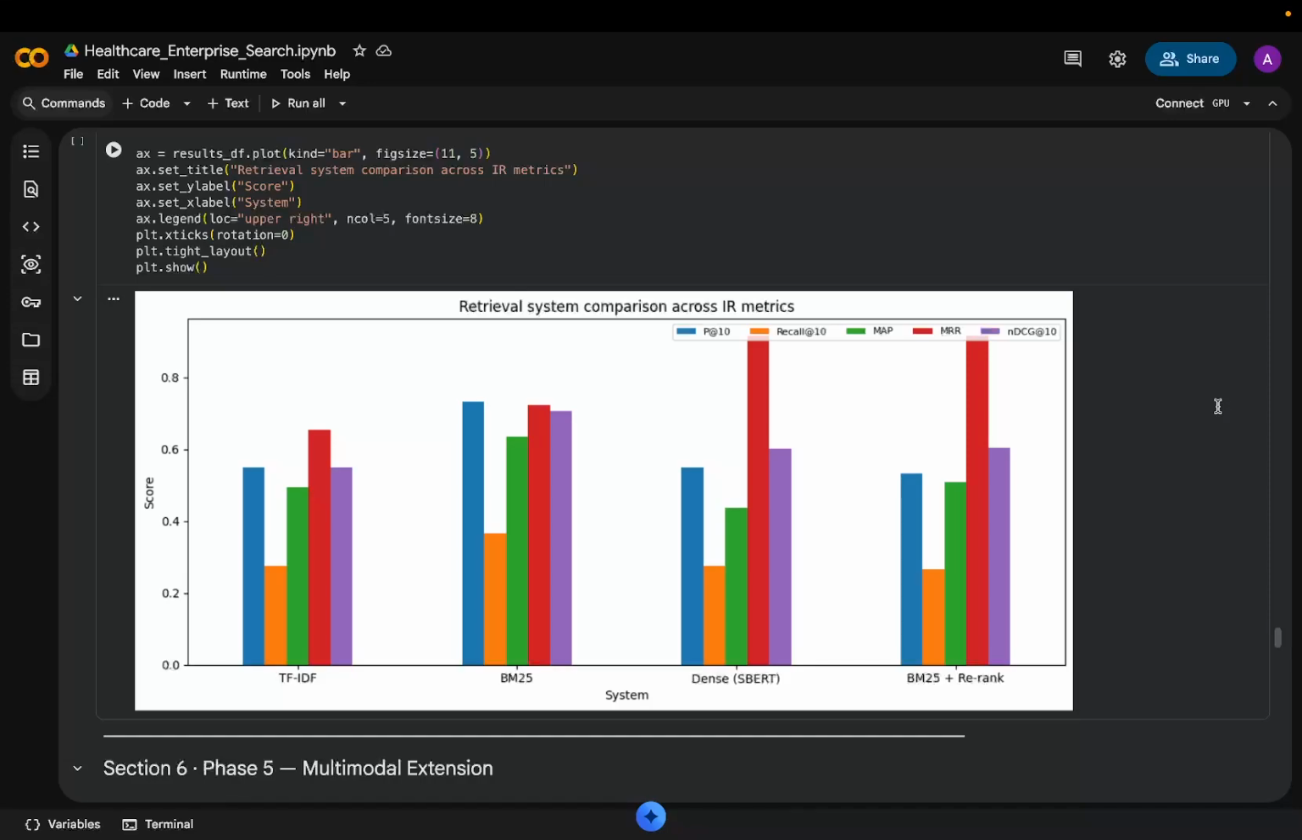Our relevance labels came from PubMed, and then our keyword search, the BM25, agreed with that, and they were kind of cousins.